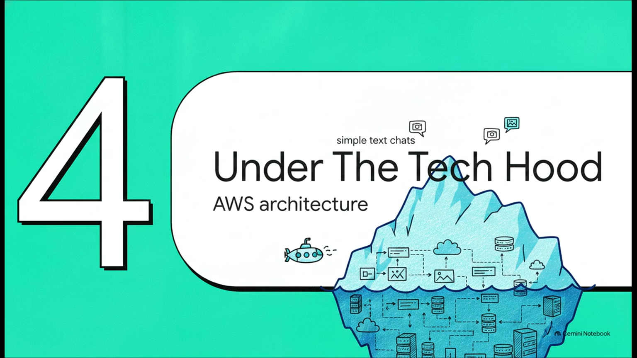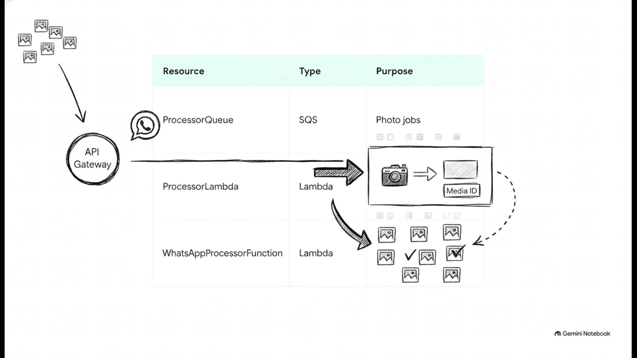All right, time to look underwater at the iceberg. Section 4, Under the Tech Hood, AWS Architecture and Pipelines. Okay. Picture this. A host dumps 50 high-res photos into WhatsApp at the exact same time. If the system tried to process all of those synchronously, it would instantly crash, or at best cause a massive timeout error. To solve this, Pixeva relies on a highly decoupled cloud architecture.